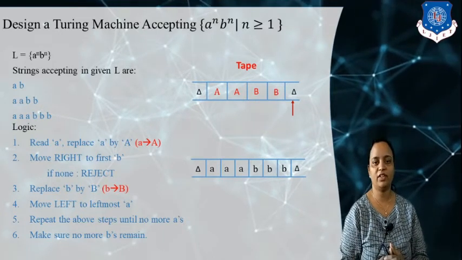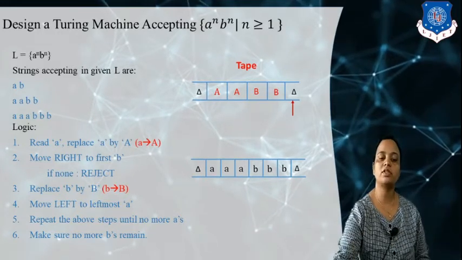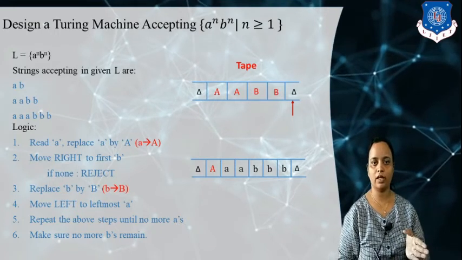Here I have taken the nth power as 3, so triple A, triple B. The same procedure I have followed. Small a is replaced by capital A, so the first a is counted. How can we know?